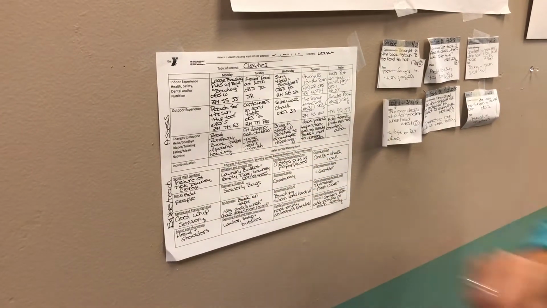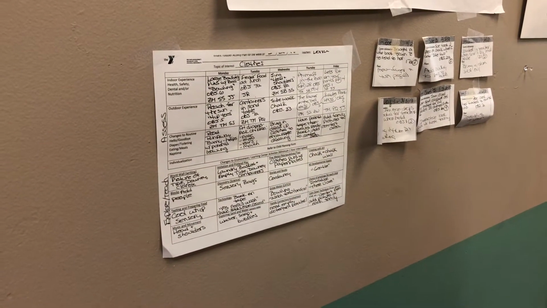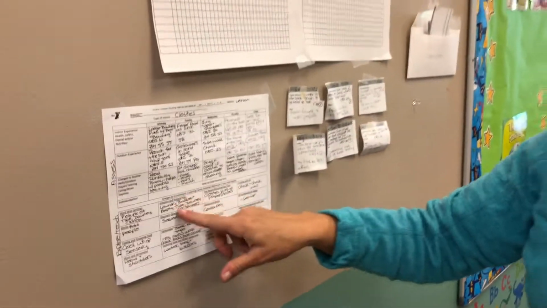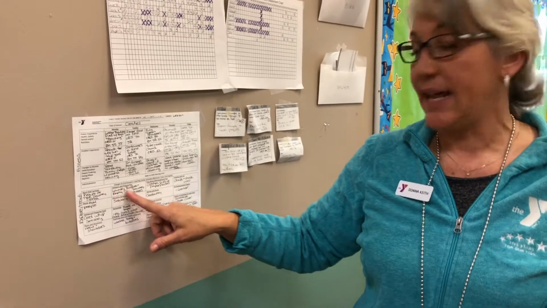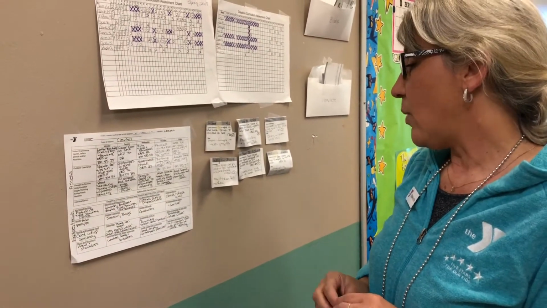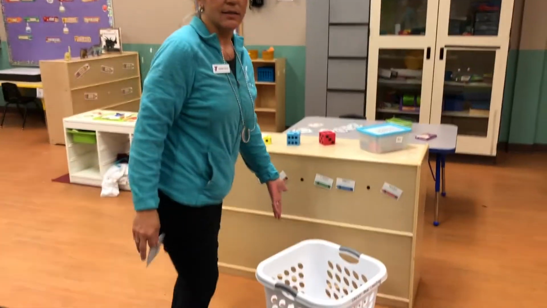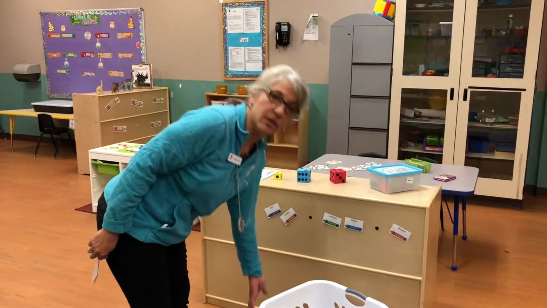Another thing it says on here is that we have laundry baskets out for the children to pretend to do laundry. So if you think about that, let's look around our classroom. Do I have a laundry basket out? Yes, because my lesson plan said that we're going to put laundry baskets out.